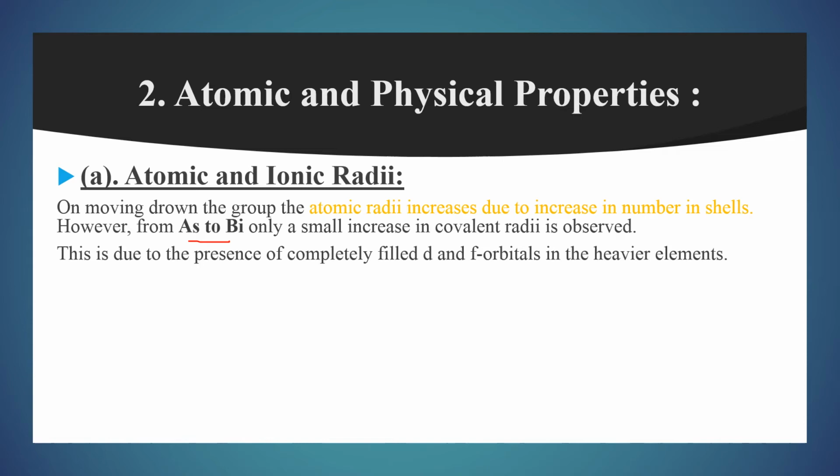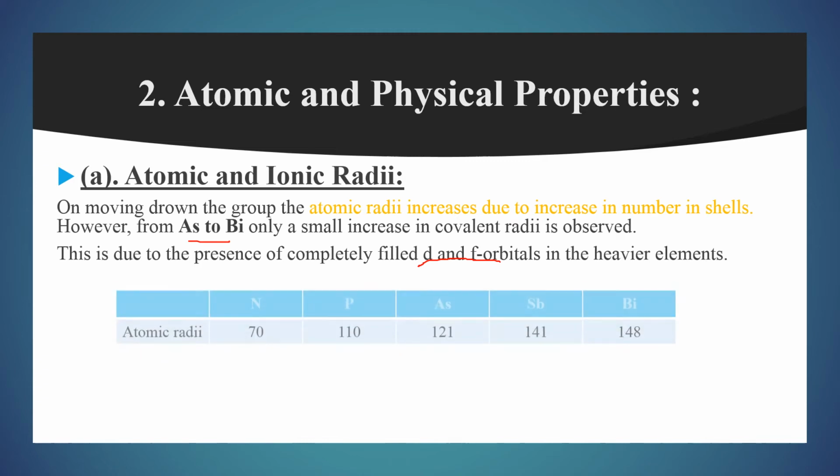As we have already discussed the electronic configuration of all the elements of group 15, and we observed that in the orbitals of arsenic to bismuth, the entry of F and D orbitals was there, and the F and D orbitals from arsenic to bismuth are completely filled, and due to the completely filled nature of D and F orbitals, the atomic radii or covalent radii increases but by a small amount.